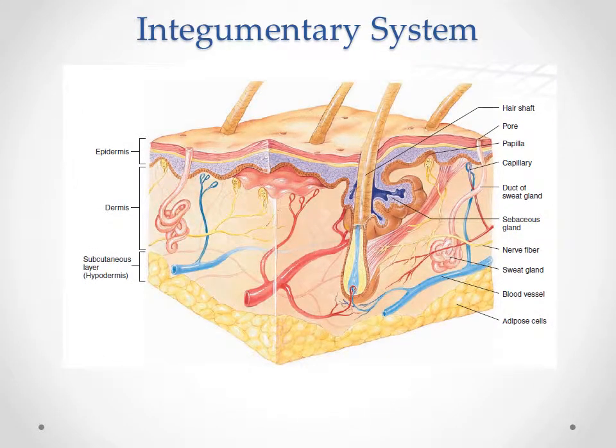This figure shows the different parts of the integumentary system: the epidermis, dermis, subcutaneous layer, hair shaft, pore, papilla capillary, duct of sweat gland, sebaceous gland, nerve fiber, sweat gland, blood vessel, and adipose cells.